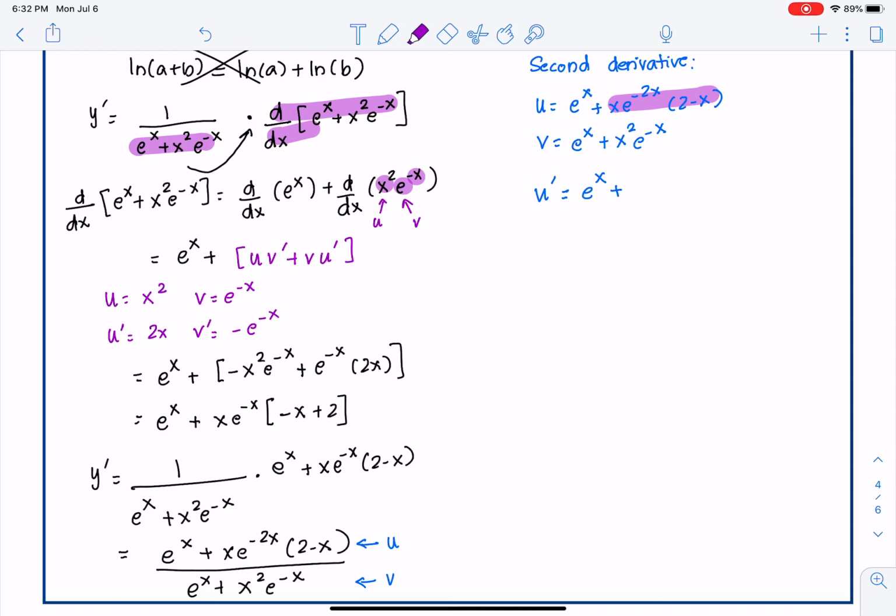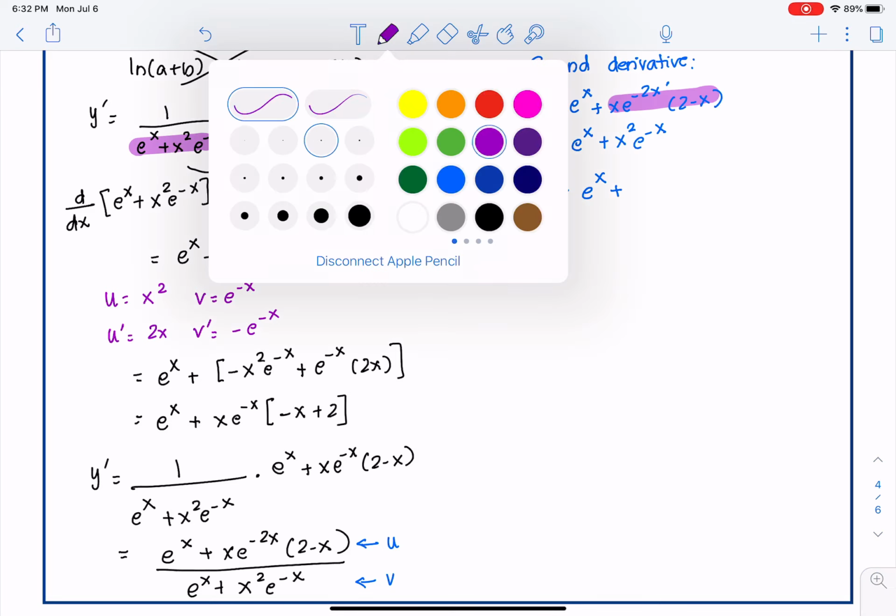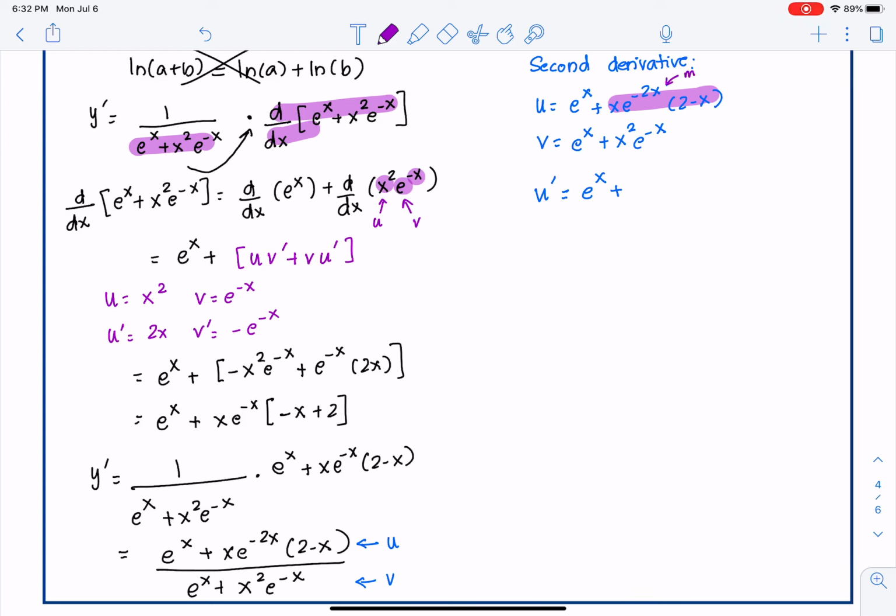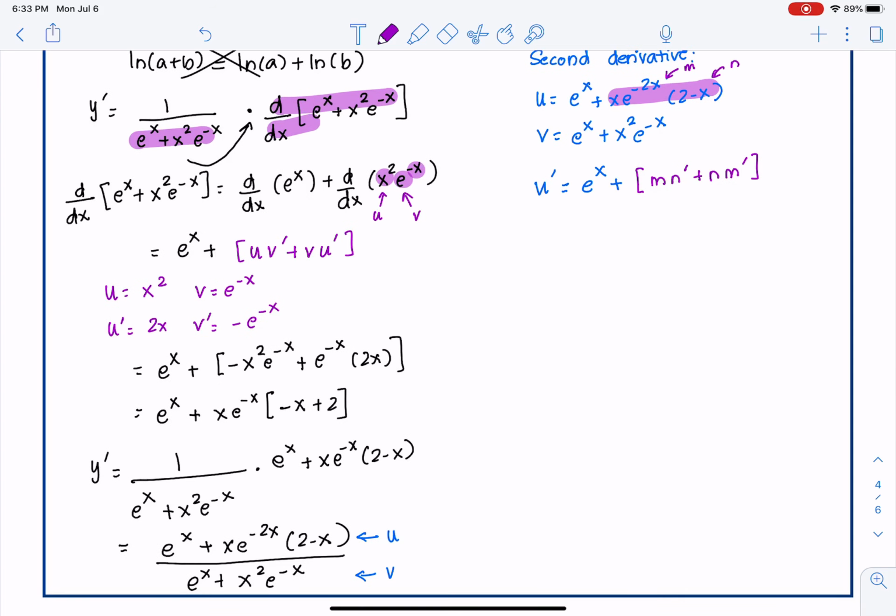That is a product of two functions, so we have to use product rule. So I'm just going to call that m and that n. So we are going to fill that in. So m times n prime plus n times m prime. What is m? M is x e raised minus 2x. N is 2 minus x.